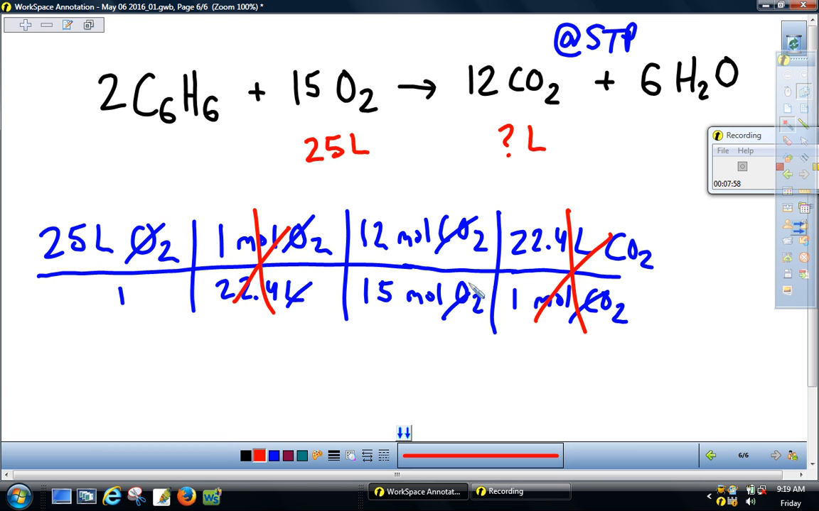So when you're going volume to volume, the nice easy shortcut is you can just multiply by the ratio, unknown over known, to get an answer. So we're going to take 25 liters, times 12, divided by 15, and we would get, as an answer, 20 liters of CO2 gas can be produced.